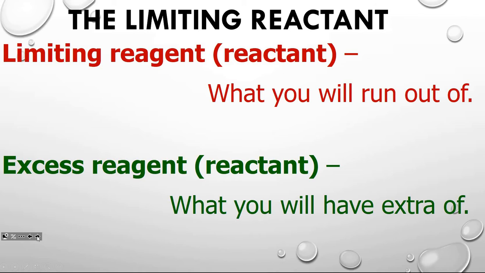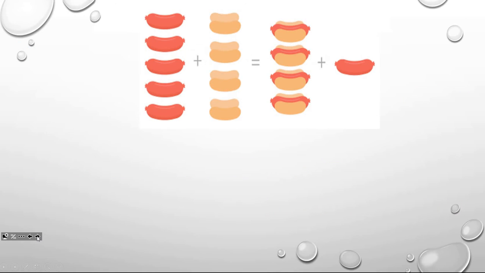So when I say limiting reagent, that's what you're going to run out of. And these are always reactants. If I say excess reagent, it's still my reactant, but it's what I have too much of. Okay? So, if you're thinking about it like hot dogs, you go to the store and you get 5 hot dogs, but you only get 4 buns. Well, I can only make 4 hot dogs with buns. I have 1 extra hot dog.